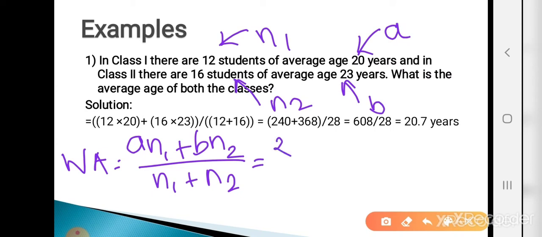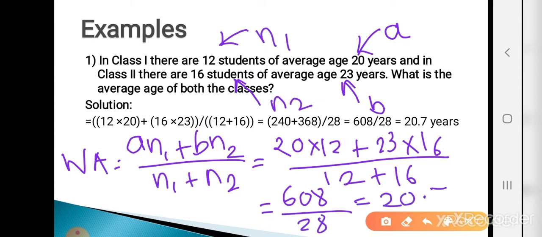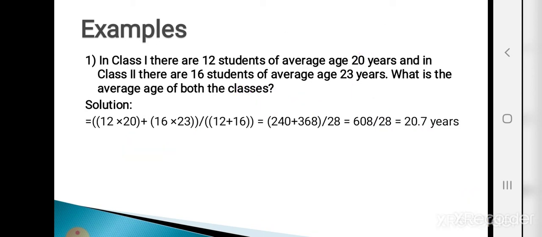So the A value is 20, N1 is 12, then the B value is 23, then N2 is 16, and the denominator is 12 plus 16. So 20 into 12 plus 23 into 16, that is 608, divided by 12 plus 16, that is 28. So the value is 20.7 years. That means the average age of both the classes is 20.7 years. So this is the weighted average concept.